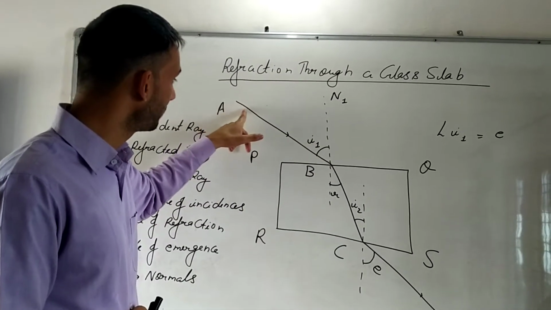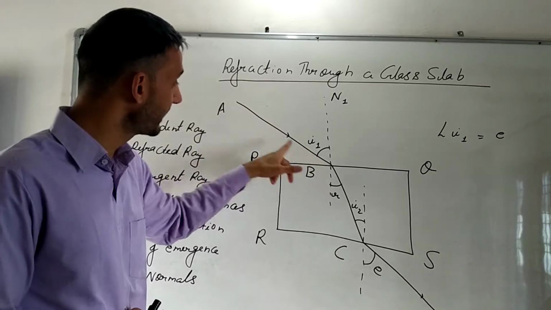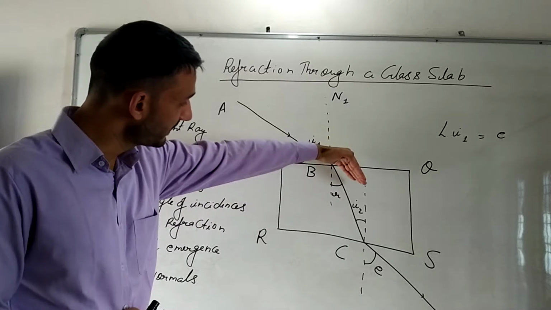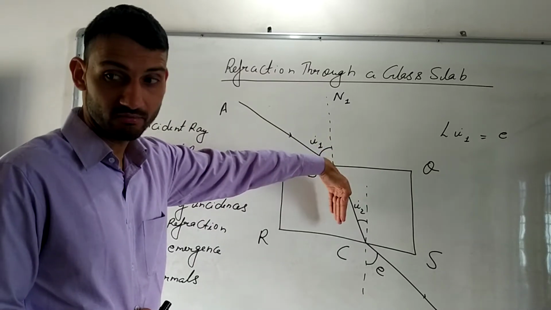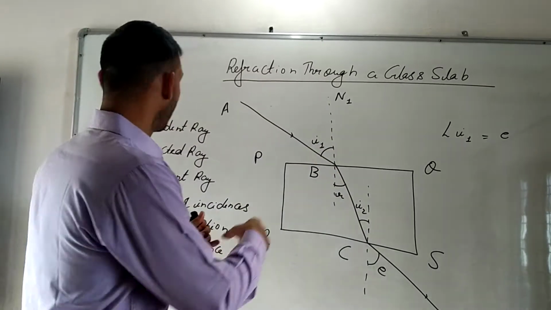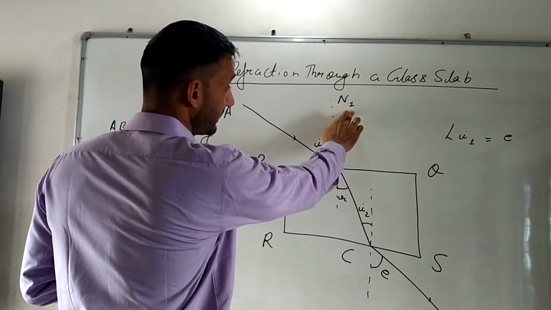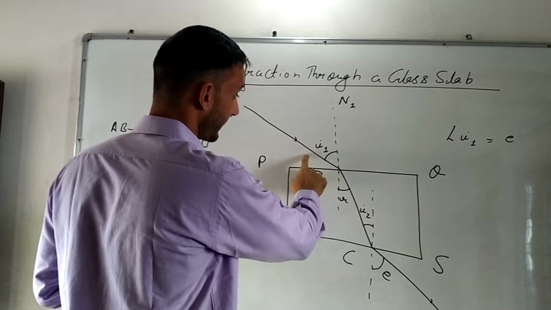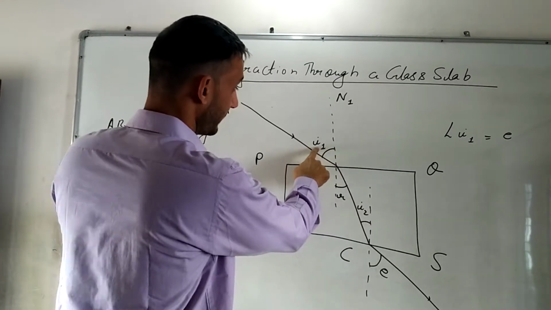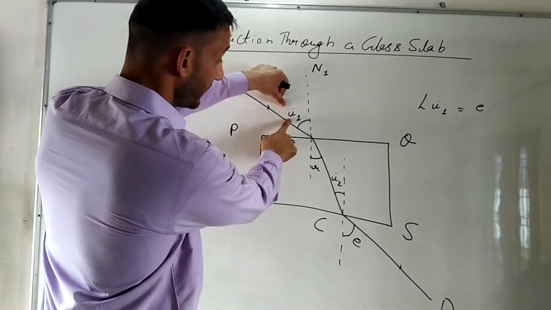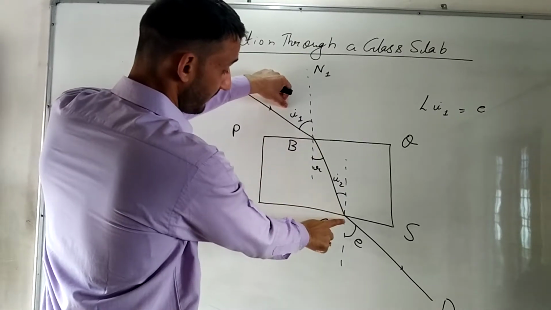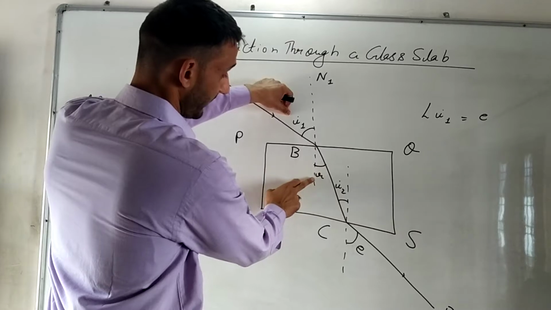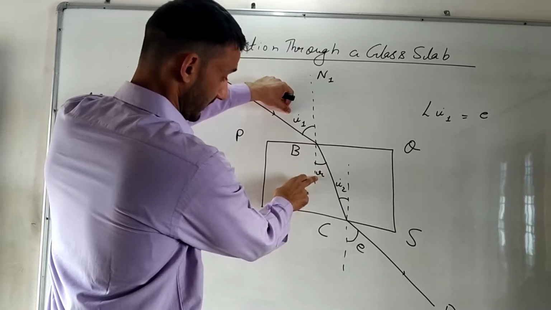So when light goes from, this AB is the incident ray. When light goes from a rarer medium to a denser medium, it bends towards the normal. So it is bending towards the normal. I drew a normal here. N1 is the normal. The angle between the normal and the incident ray is known as the angle of incidence. So I1 is the angle of incidence. Then BC is the refracted ray. The angle between the refracted ray and the normal is known as the angle of refraction. So this R is the angle of refraction.